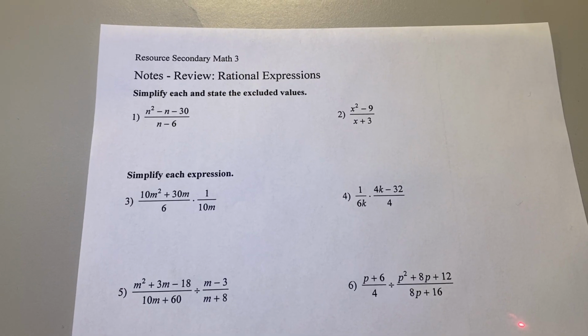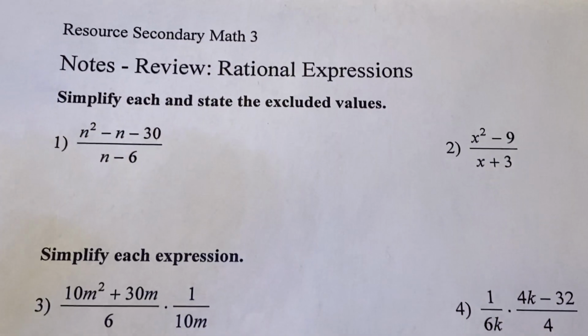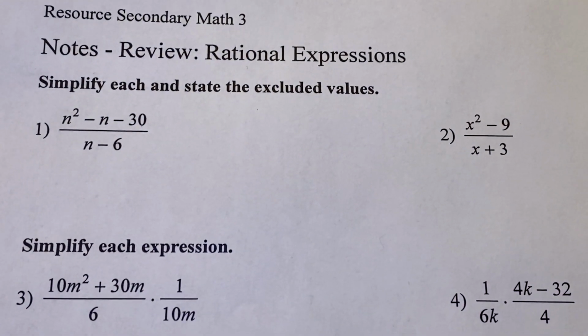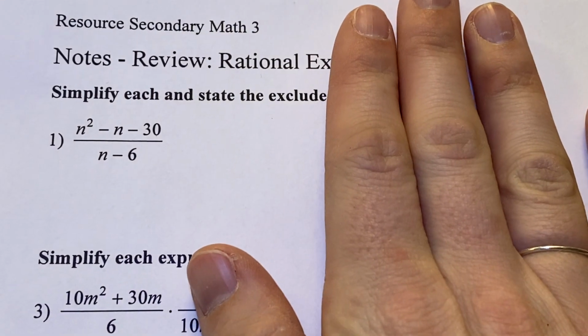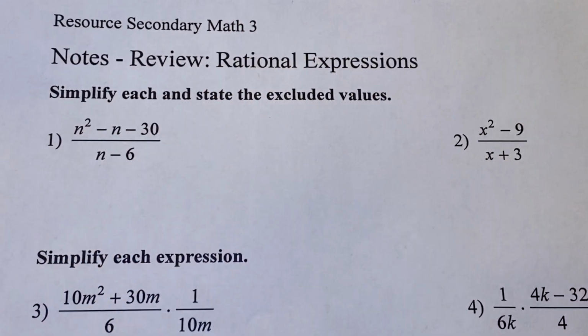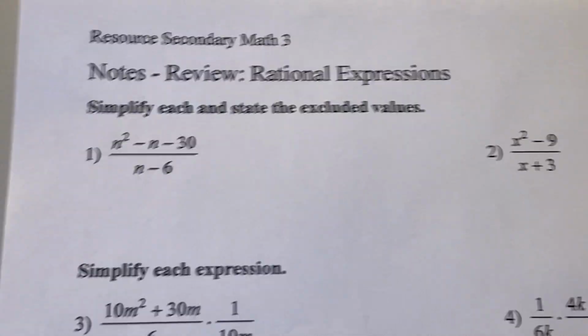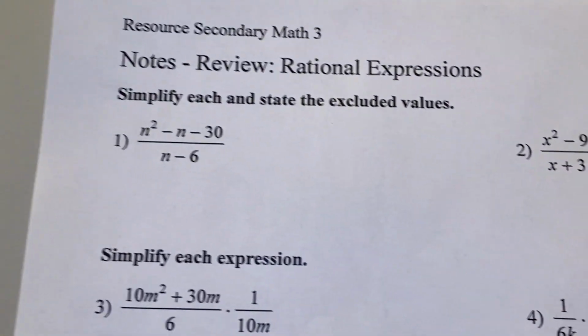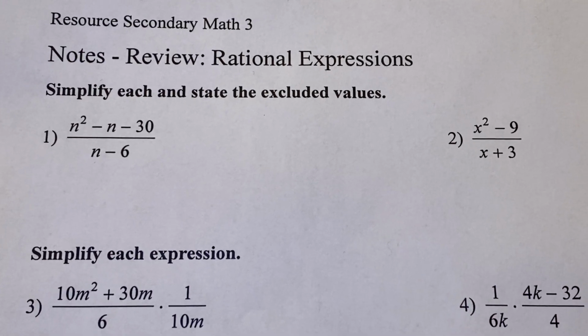For numbers 1 and 2, how many rationals, hint, how many fractions do you see? I see one fraction. Just one. For each problem, there's just one fraction, right? Okay, so all we need to do is simplify this, meaning factor if possible, and then cancel out.